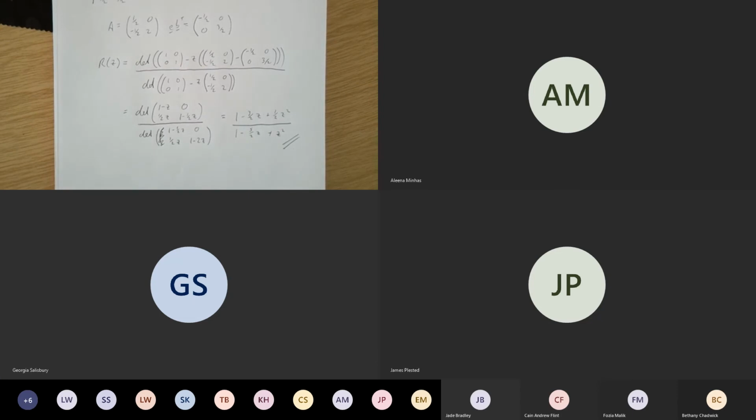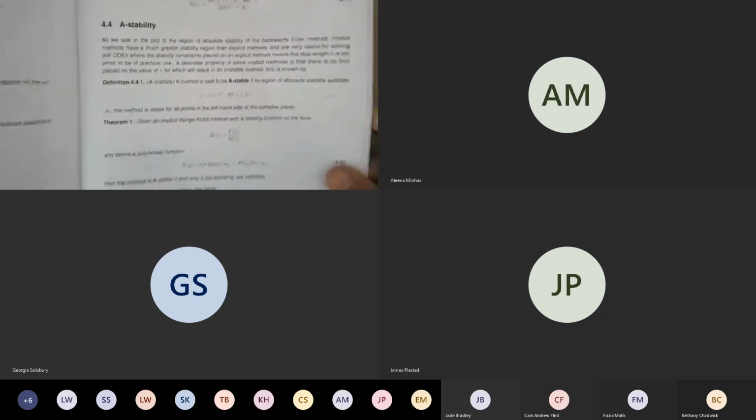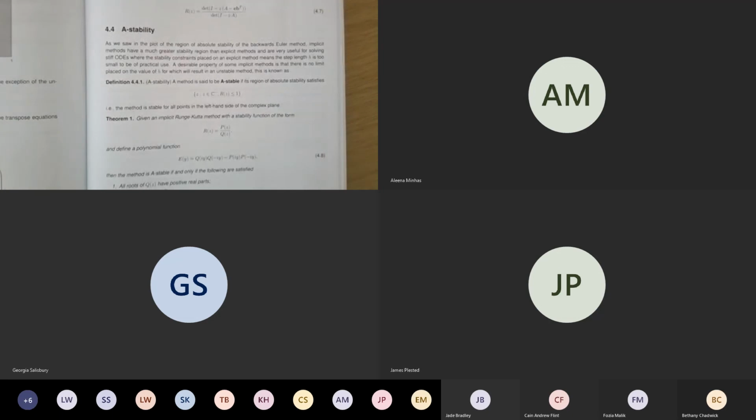Now, with implicit methods, a really desirable property is that they're A-stable. Now, A-stable methods essentially means we can use any value for our step length. Okay, so it's not bounded. So for the step length H, there's no constraint on it based on stability. I'm just going to bring in the notes again. Okay, so you can see here we've got notes. This is page 47. So for an A-stable method, there's no limit placed on the value of H.